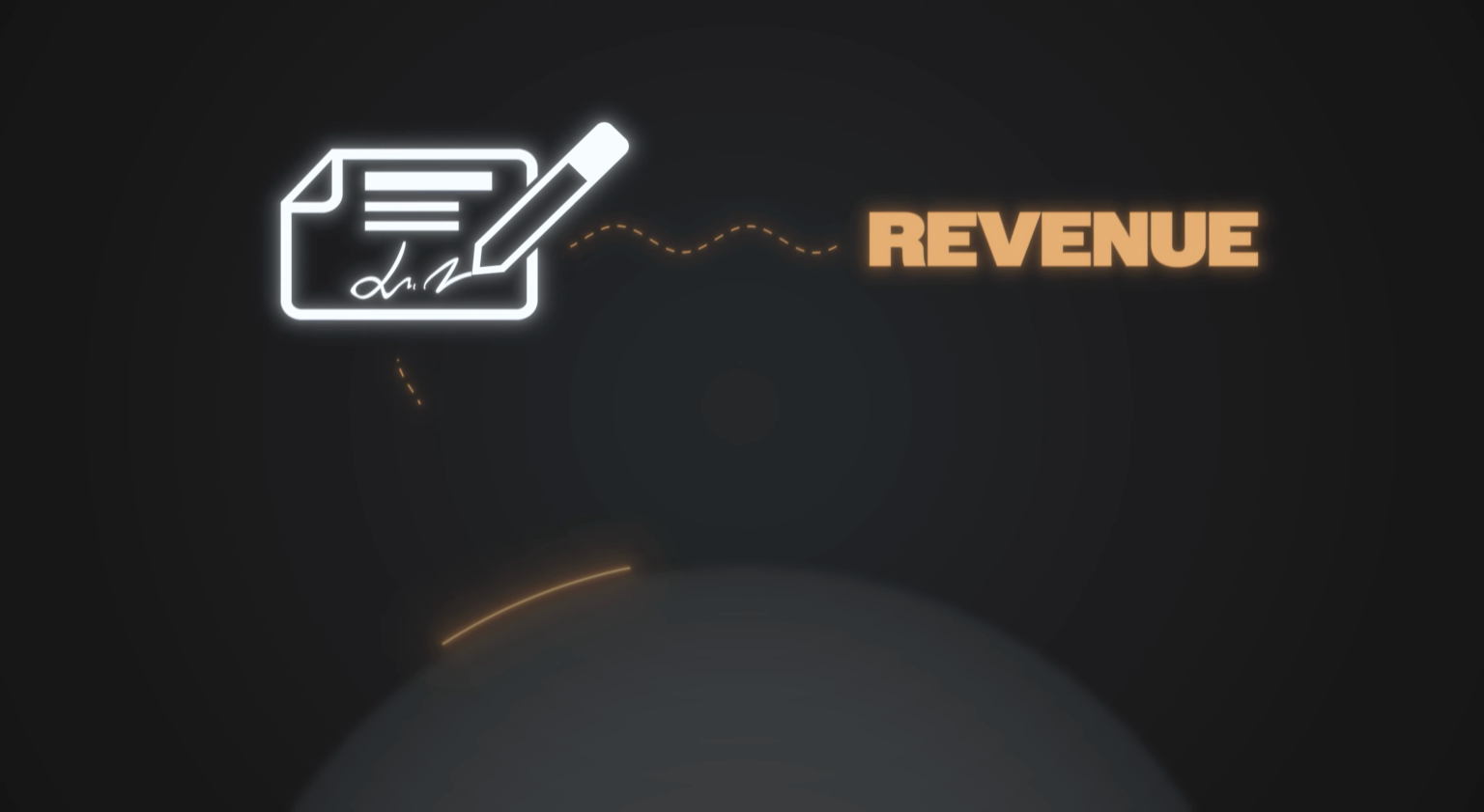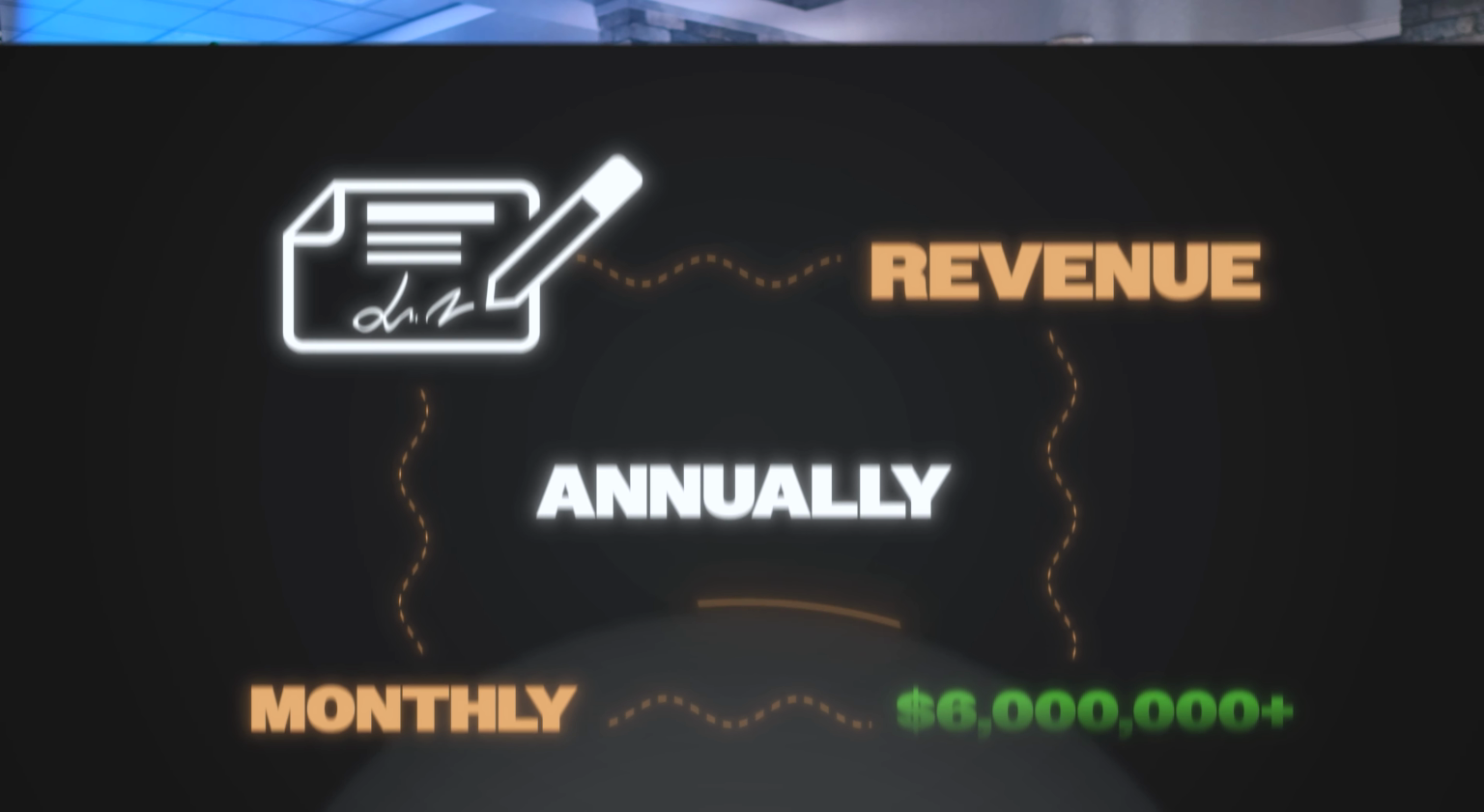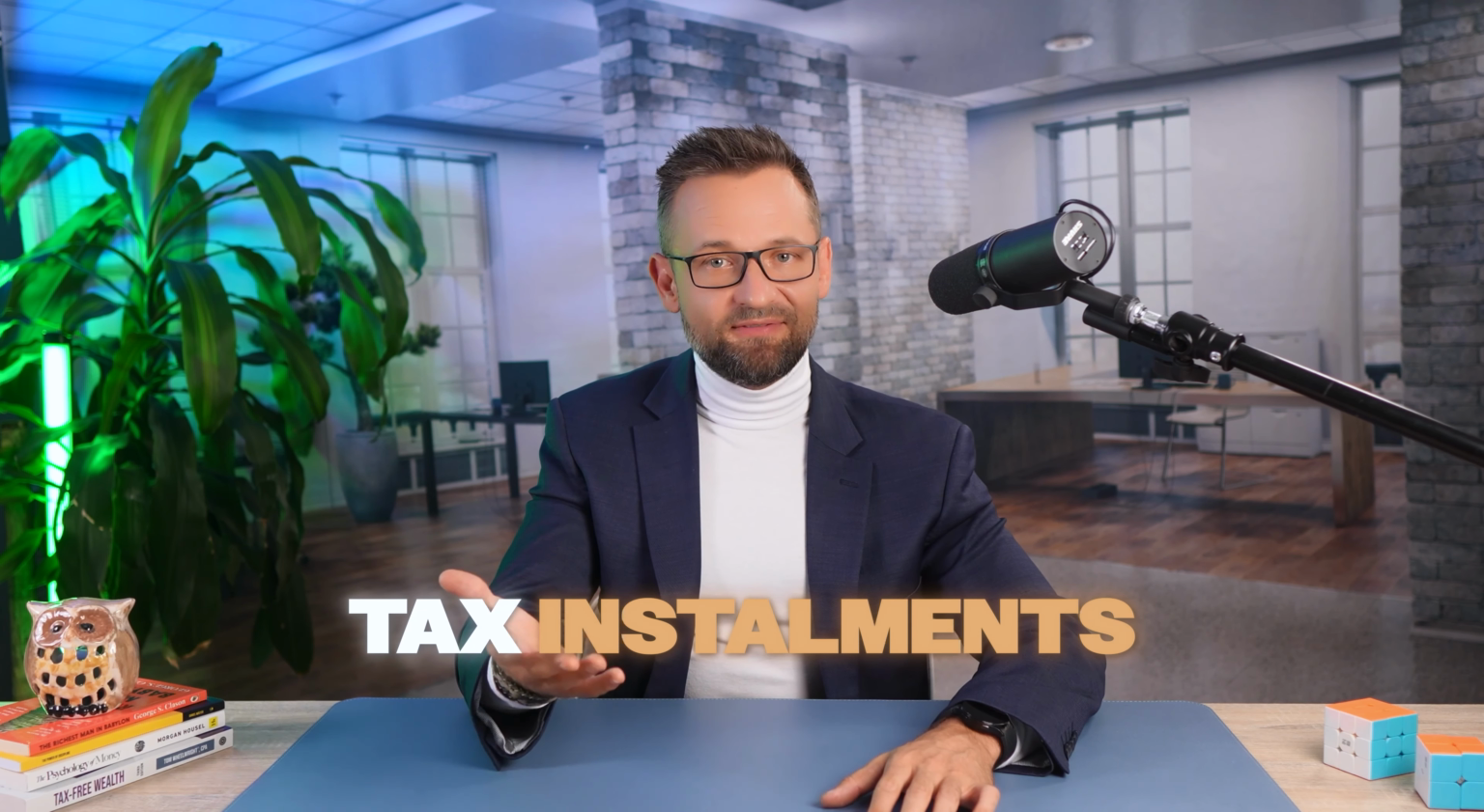Also, your reporting frequency depends on revenue. You have to file monthly if your revenue is over $6 million annually. Between 1.5 million and 6 million requires quarterly filings, and under 1.5 million you can file annually. But you may still need to pay tax installments if your net tax exceeded $3,000 last year.